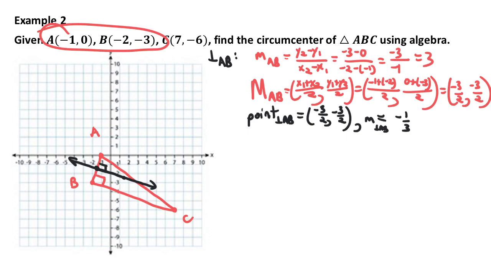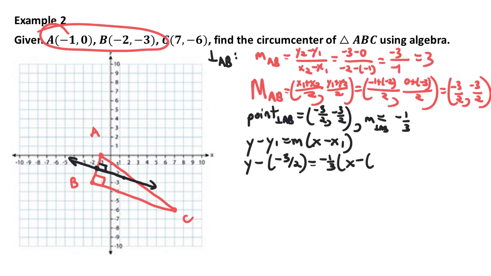There's our perpendicular bisector. To get its equation, use the point-slope form of the linear equation. y minus y1 equals m times x minus x1. y minus negative 3 halves equals negative 1/3 times x minus negative 3 halves. All right, let's convert to slope-intercept. y plus 3 halves is equal to, let's distribute.